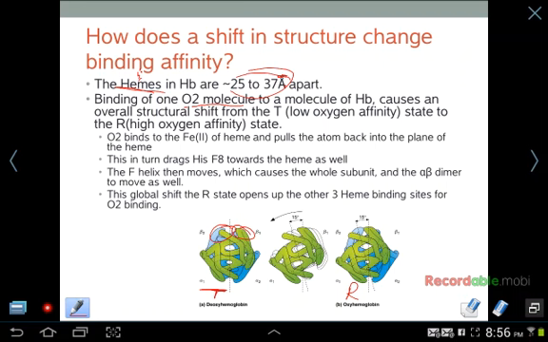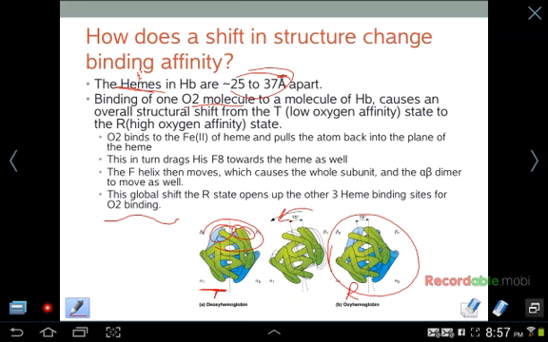Once we've broken those interactions, we've caused this huge global shift, this 15-degree shift, that breaks those initial interactions between the two beta subunits. Then we have primed the other hemes for binding because we've already overcome that unfavorable shift in the global change.